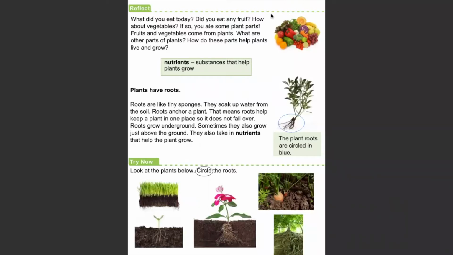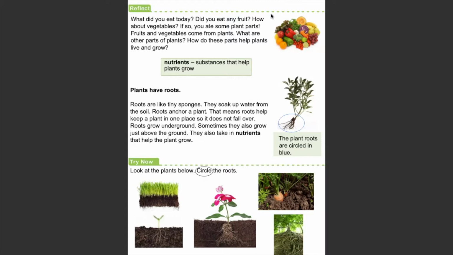Reflect. What did you eat today? Did you eat any fruit? How about vegetables? If so, you ate some plant parts. Fruits and vegetables come from plants. What are other parts of plants? How do these parts help plants live and grow?